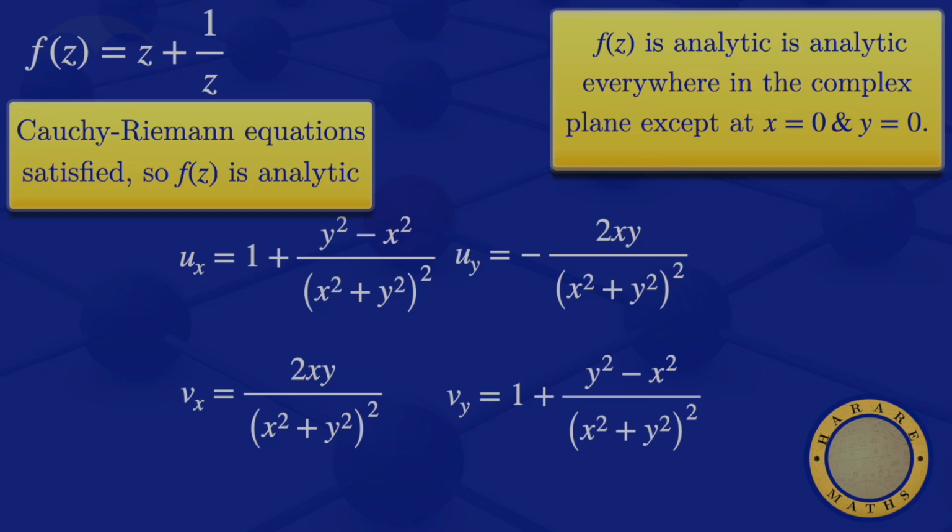But what we have to note there is the f of z is analytic in the complex plane except at x equals 0 and y equals 0. The reason being, if we look at the denominator of these partial derivatives, they are not defined when x and y are equal to 0. So what we have there is f of z is analytic everywhere in the complex plane except at x equals 0 and y equals 0.